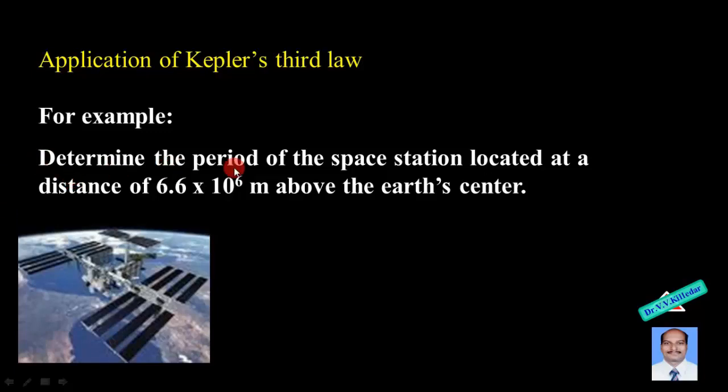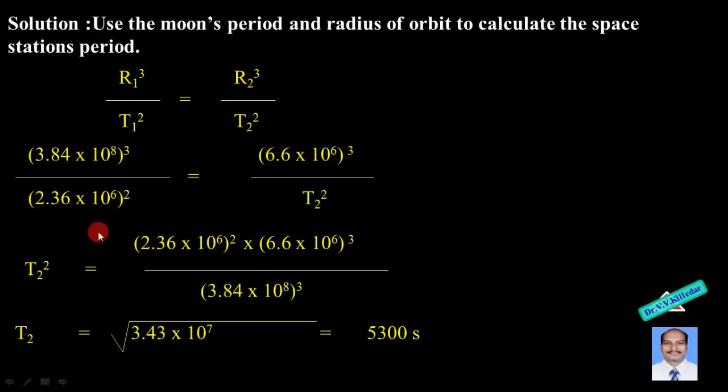Now we have to determine the period of a space station located at a distance of 6.6 x 10^6 meter from the Earth's center. If we know the radius of the Earth and the period of the Earth, we write the relation r1 cube upon T1 square is equal to r2 cube upon T2 square. Here r1 is the radius of the Earth and T1 is the periodic time of the Earth. Here we have the radius of the orbit of the space station. Then we are interested to find out the periodic time of the space station. If we solve this equation for T2, we find that the periodic time comes out to be 5300 seconds.